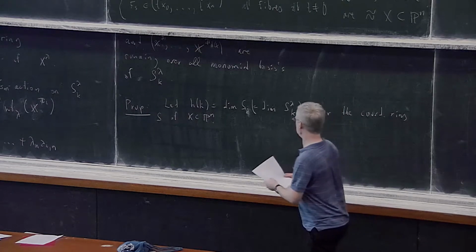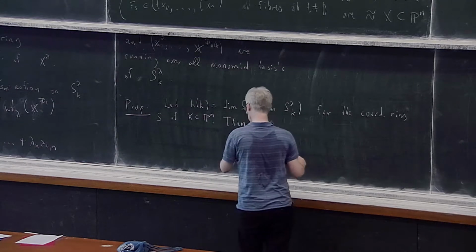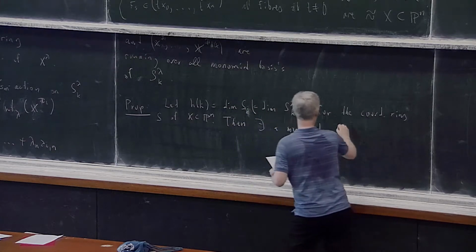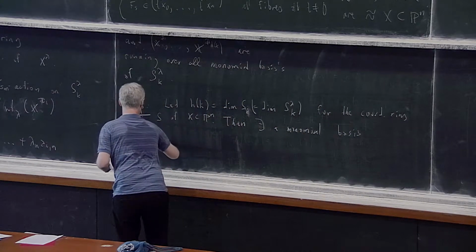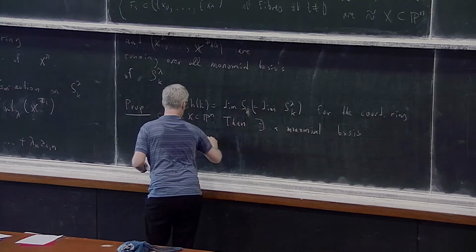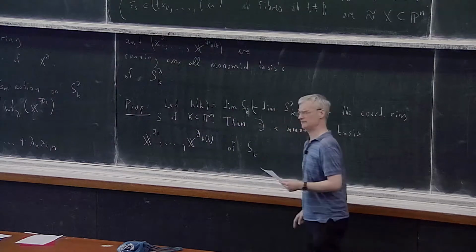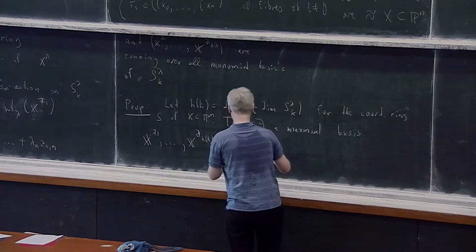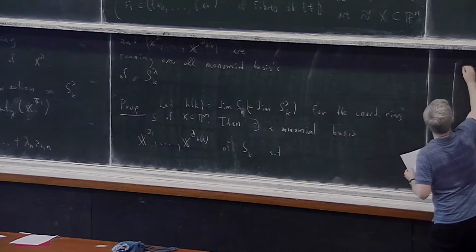And the claim then is that there exists a monomial basis with small determinant. So there exists a monomial basis x^{a_1} up to x^{a_{h_k}} of this part k, the homogeneous degree k part of this coordinate ring of X, such that this determinant I'm interested in, I want to bound.